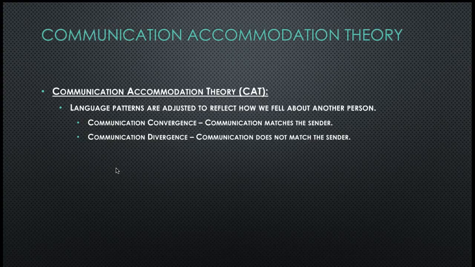So some of the issues with this theory is that communication convergence or divergence either occurs. Communication convergence is when the communication matches the sender. So the receiver communicates back to the sender in a manner where they accommodate their communication to match the sender. Or communication divergence is when the communication back to the sender does not match the communication that the sender sent. So if a student comes into my office and acts very relaxed and I respond in a very formal manner and they don't respond in kind, then we have communication divergence.